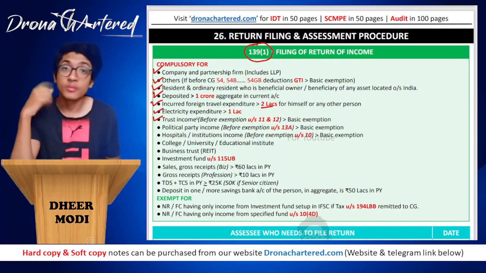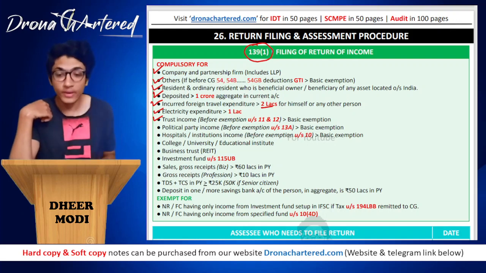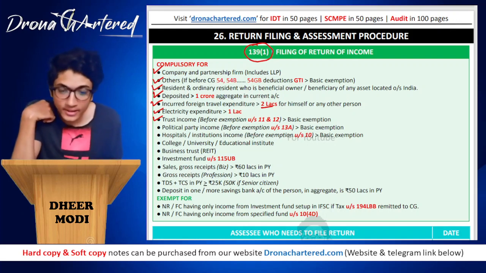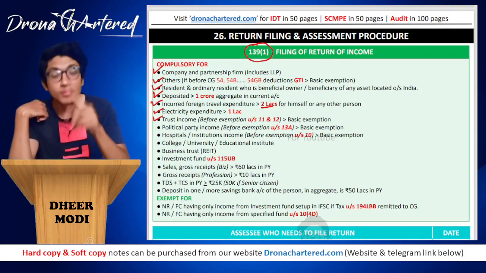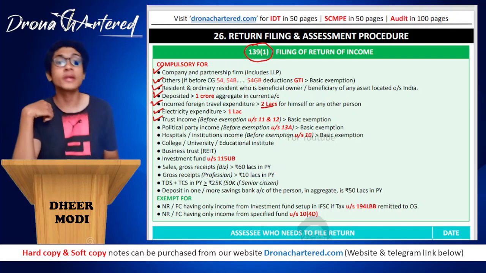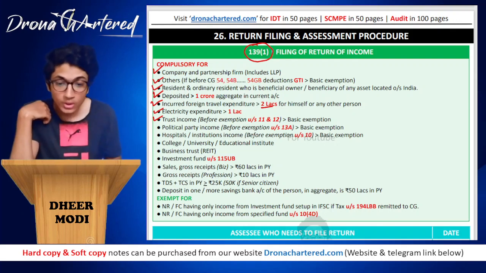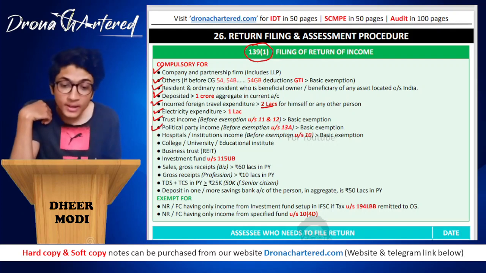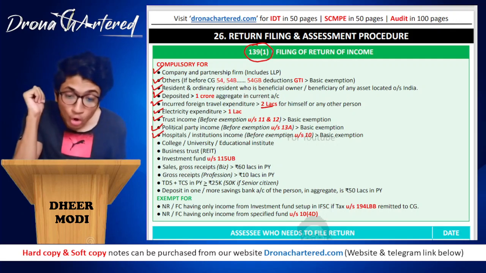If trust income, remember we've already done the trust chapter. So trust income before exemption under section 11 and 12, that is the section under which they get the exemption. If the trust income before that exemption is greater than the basic exemption, I hope you all remember trust is taxable at slab rates. Political party, before exemption under section 13A, if that is more than basic exemption, then they have to file their return. Next, hospitals, institutions, income before exemption.